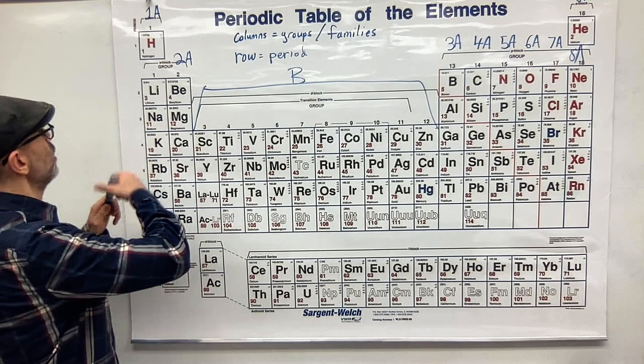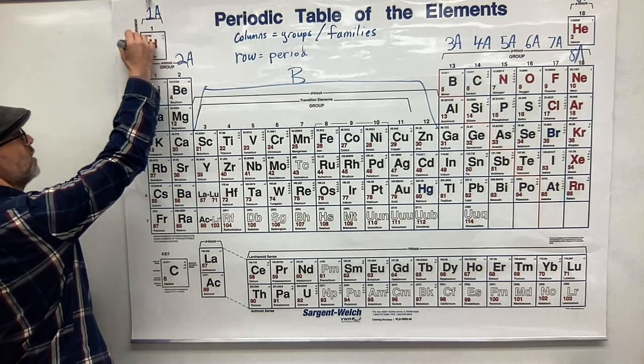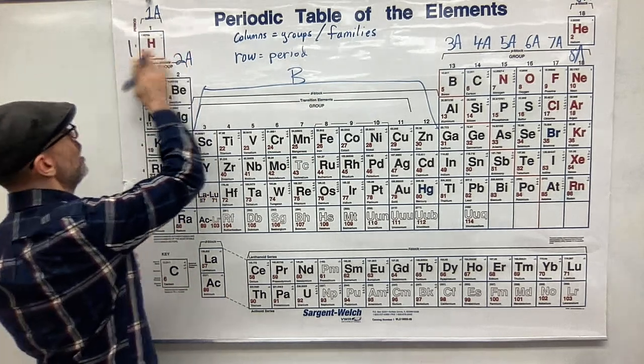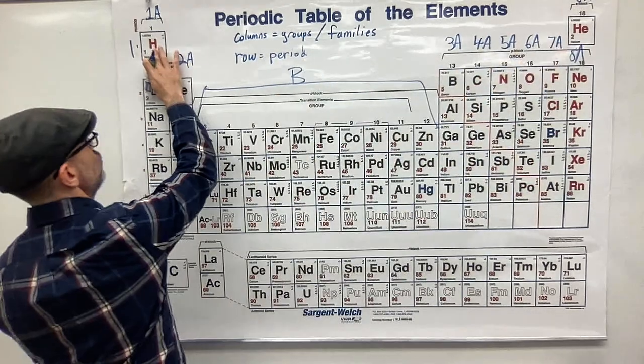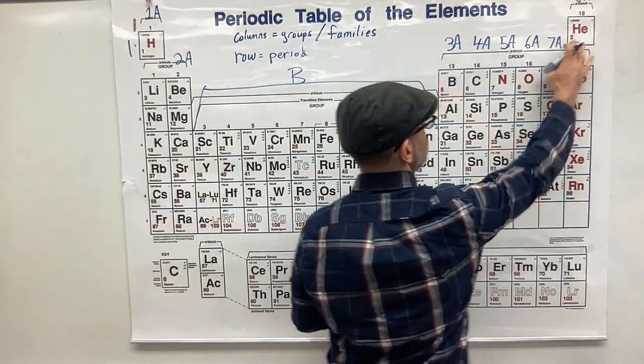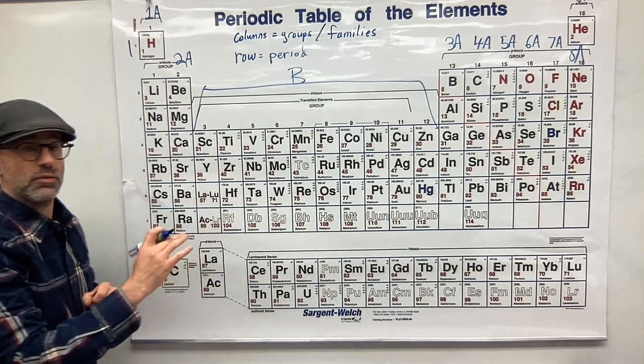So here, I don't know if you can see the numbers, but here this would be period one. Period one only has two elements in it, so hydrogen and then helium, right? So that's period one of the periodic table.